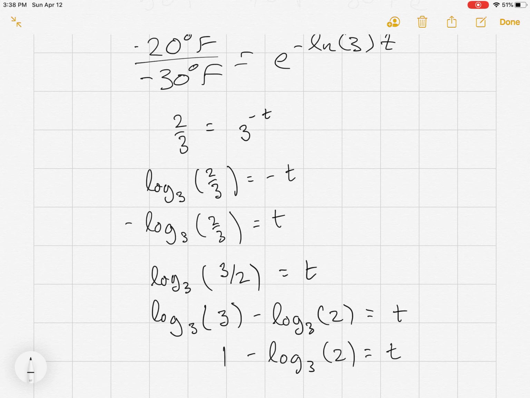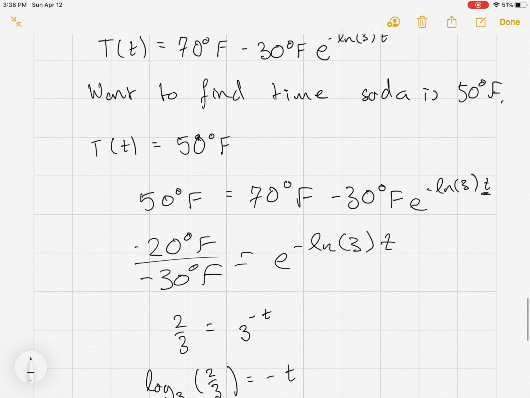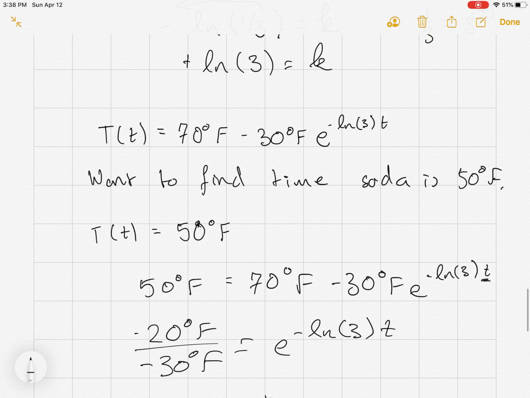So that's going to be the amount of time, right, measured in hours, that it's going to take for our drink to get to a point where I don't want to drink it anymore. So got to make sure I drink it before 1 minus log base 3 of 2 hours. All right?